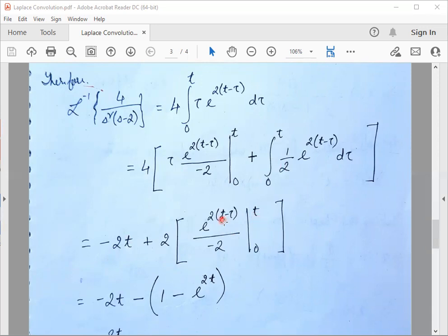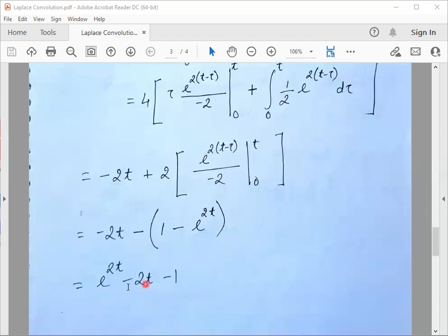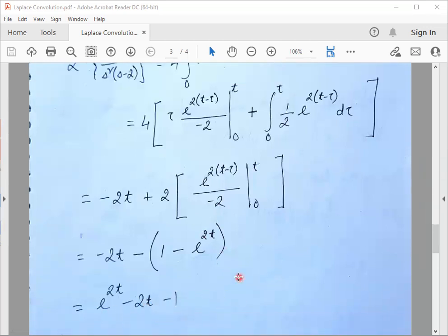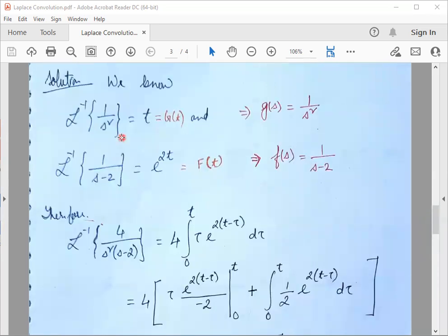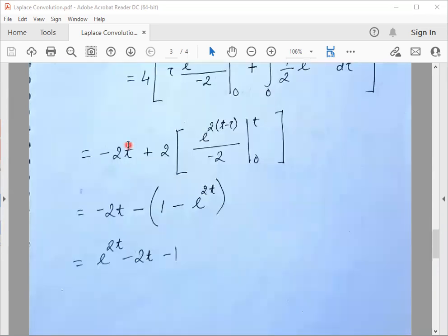Now when you put tau equal to t, this would be t minus t, that is e to the power 0. So that is 1. And when you put tau equal to 0, this becomes e to the power 2t, and you get the second term. So this is the final answer for the given problem. Very simple, straightforward application of the convolution theorem.